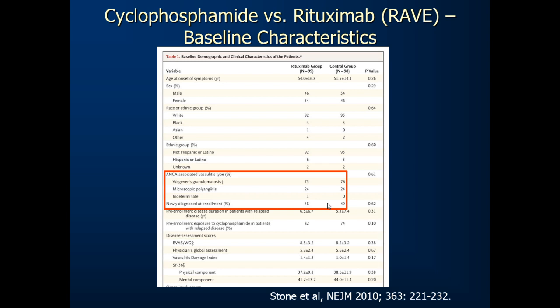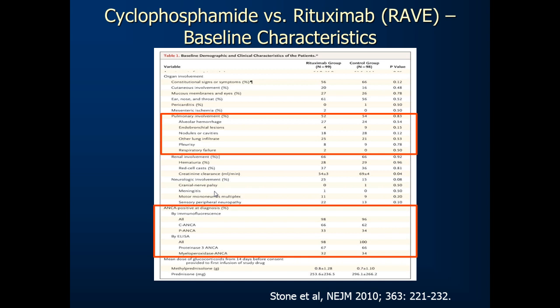Okay. So looking at the characteristics of the patients, breaking up what patients had, this is why rituximab is not FDA approved in Churg-Strauss or EGPA, because 75% of the patients had GPA and most of the other patients had MPA. So it's really tested in those populations.